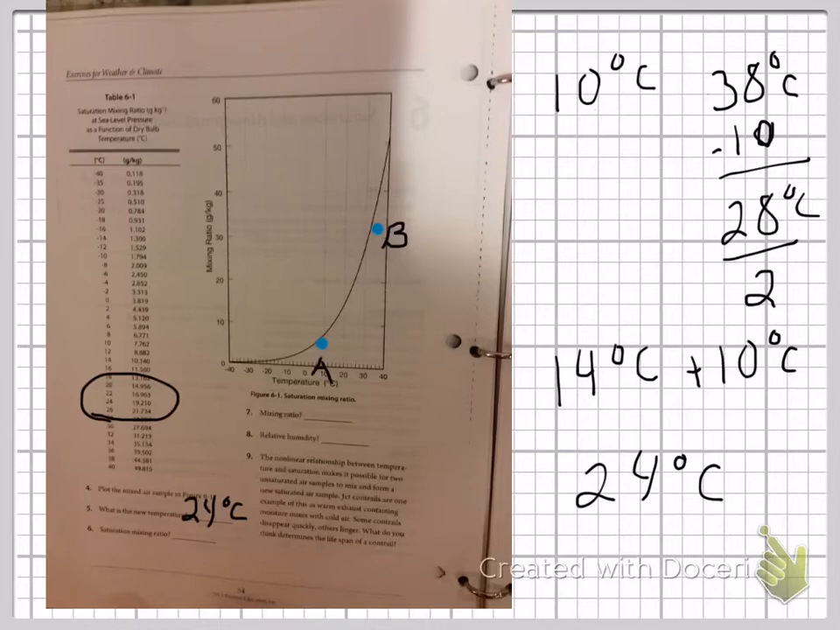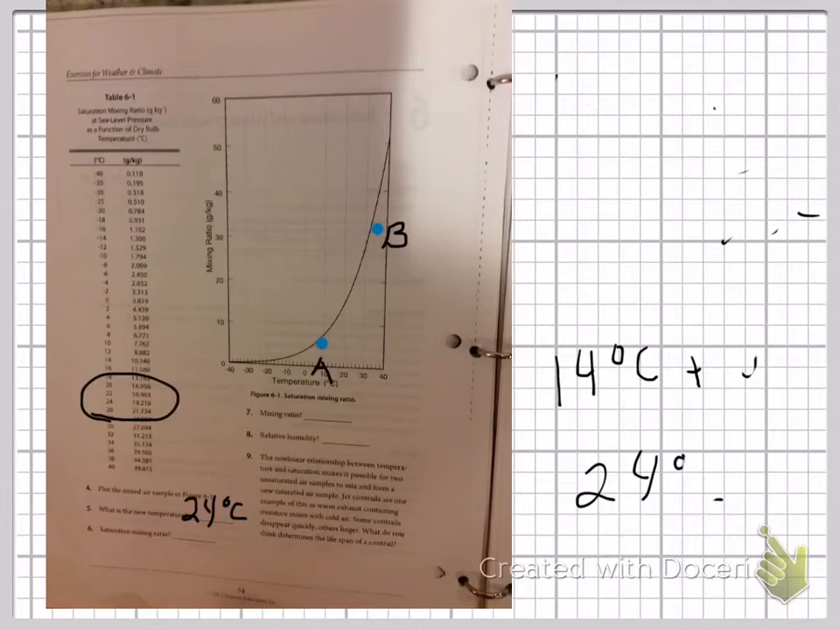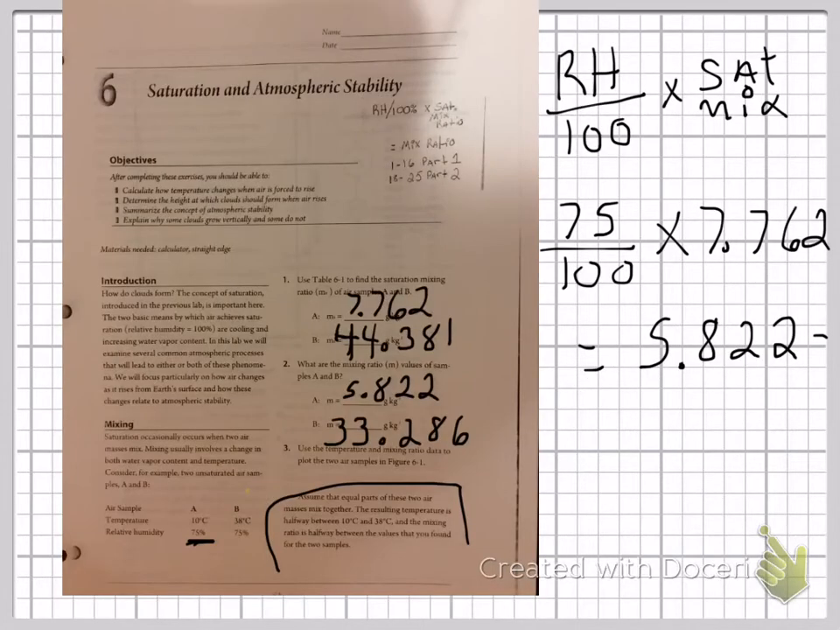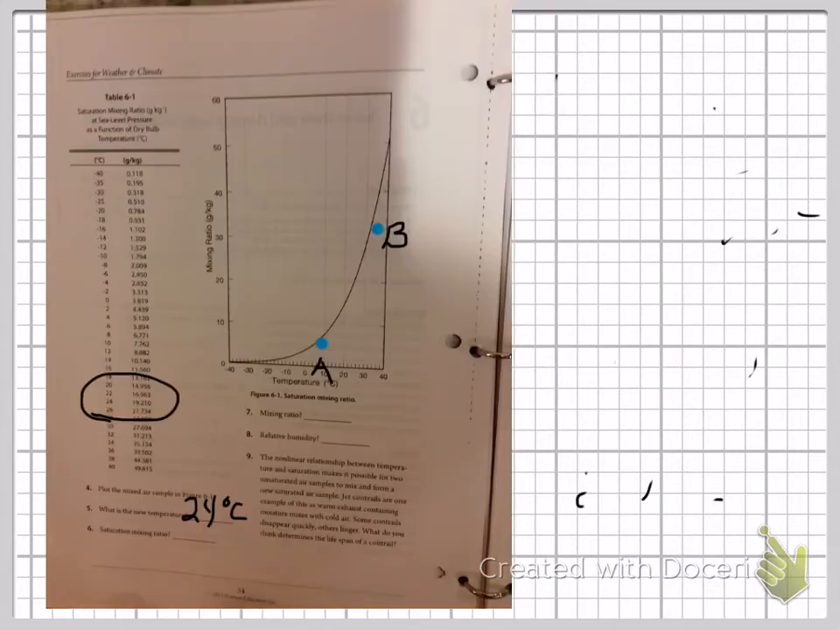Now the new mixing ratio is going to be the number halfway between the numbers that we found on the previous page. So those are the answers that we found on this page under mixing ratio in part 2. You're going to find the halfway between the 5.822 and the 33.286. And I will let you guys have a moment, if you'll pause, to find your mixing ratio, and then we'll talk about relative humidity when you've found your mixing ratio.